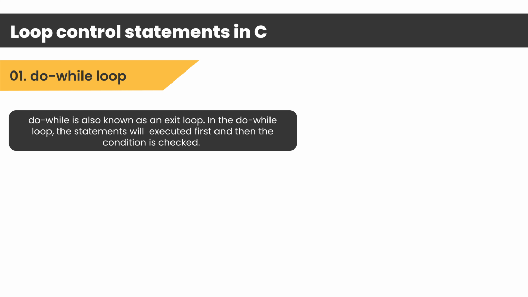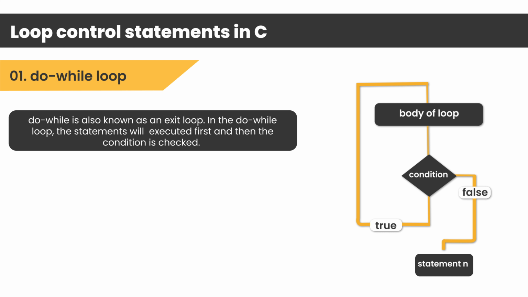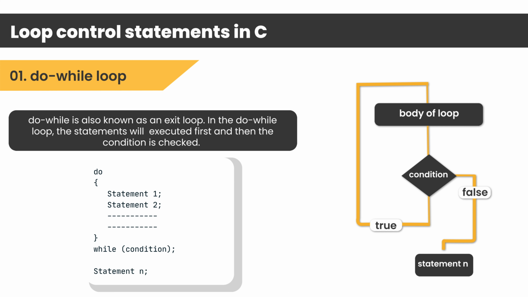Next, the do while loop. Do while is also known as an exit loop because in the do while loop, the statements will be executed first and then the condition is checked. If the condition of the while loop is true, then the body of the loop will be executed again and again until the condition is false. Once the condition is false, the control will transfer outside the do while loop and execute statements following the do while loop. The syntax is do and statements inside the curly brackets, then while condition.